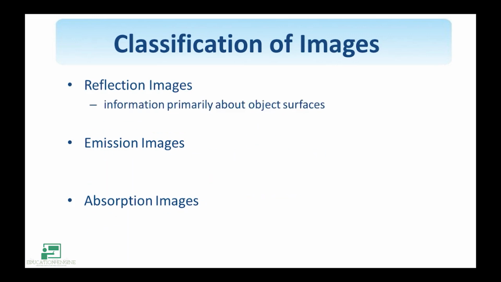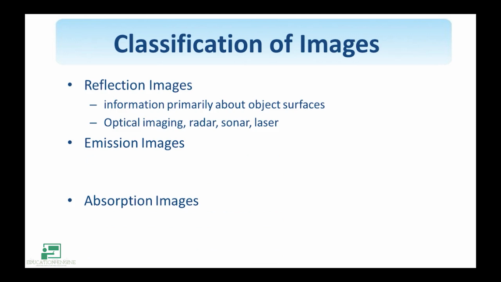The type of information that can be extracted from reflection images is primarily about object surfaces regarding their shapes, textures, color reflectivity, etc. Most of our daily experience in optical imaging through our eyes is about reflection images.